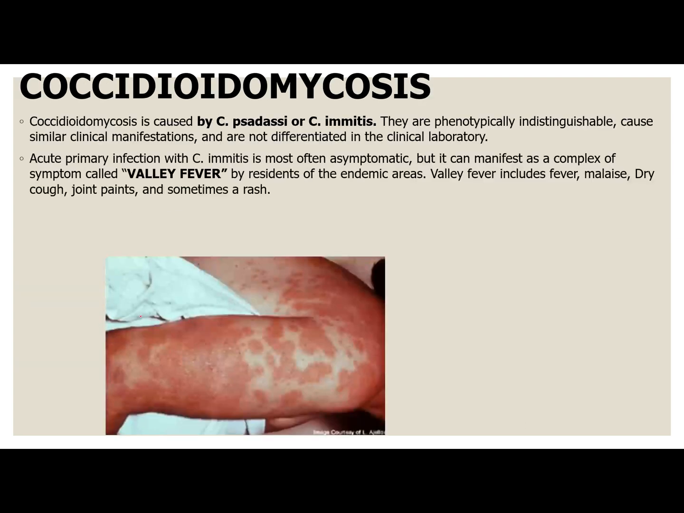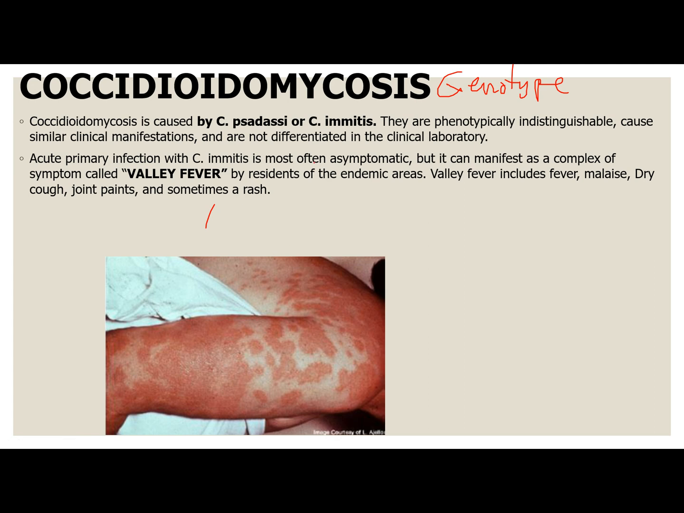Now let's go to the second one, coccidioidomycosis. Now, coccidioidomycosis is caused by Coccidioides posadasii and immitis. They are phenotypically indistinguishable. They would cause similar clinical manifestations and are not differentiated in the laboratory. So they are phenotypically indistinguishable, class, meaning they have the same appearance. What you need to do is perform a genotypic test, or you would test for the genotype. So you're going to do a molecular test, like PCR, to differentiate posadasii from immitis. Now, acute primary infection with C. immitis is often asymptomatic.